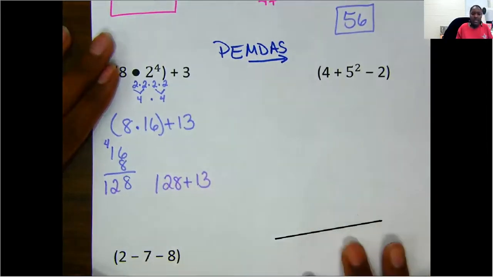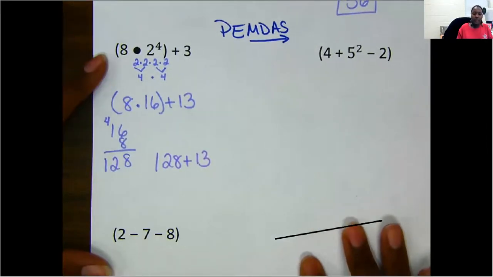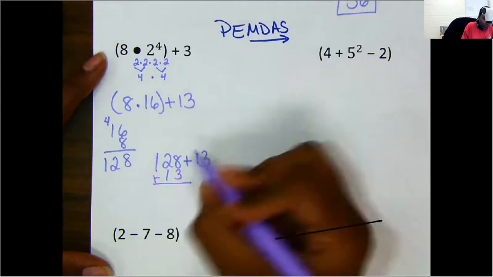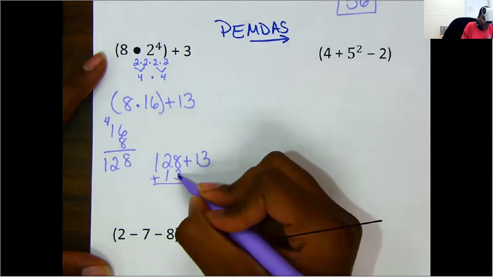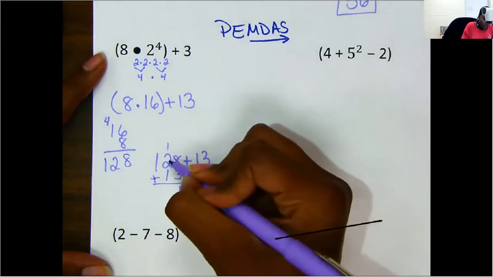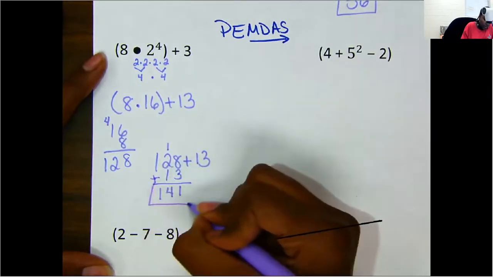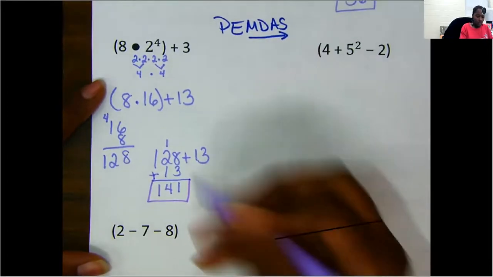Now all we have left to take care of is the addition on the outside. So now I have 128 plus 13. I'm going to go ahead and line that up so I can add it quickly. So we have 8, 9, 10, 11, 2, 3, 4, and then a 1. So our final answer here is 141.